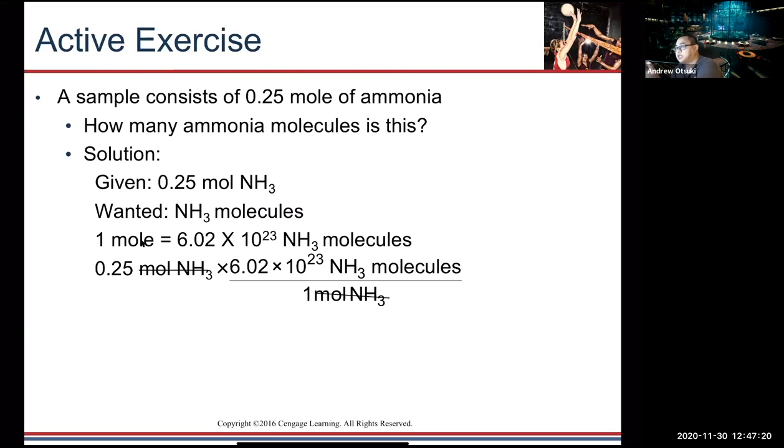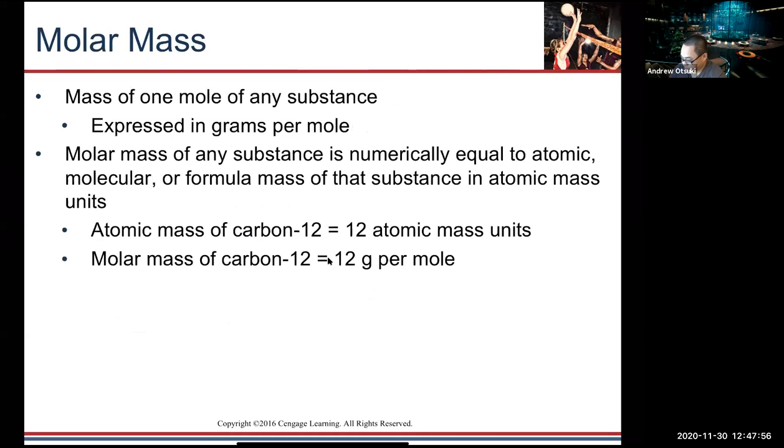And now you see here, moles cancel, and what we're left with is ammonia molecules. So you always want to end up with what you want here. In the end, we end up with 1.505 times 10 to the 23rd ammonia molecules. So that's a lot of molecules. And it makes sense because we can't see these things, so when we weigh out a certain amount of it, there must be a lot of these molecules present in the sample. So this is how we do this type of calculation.